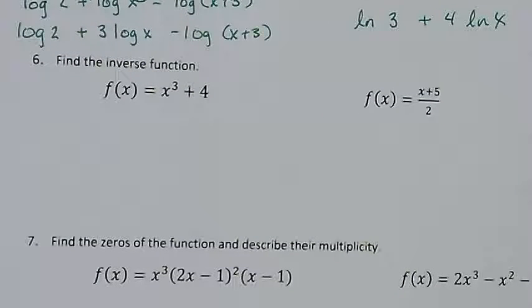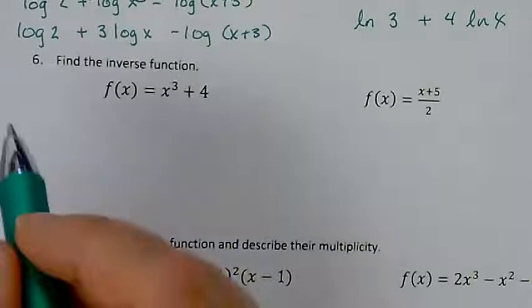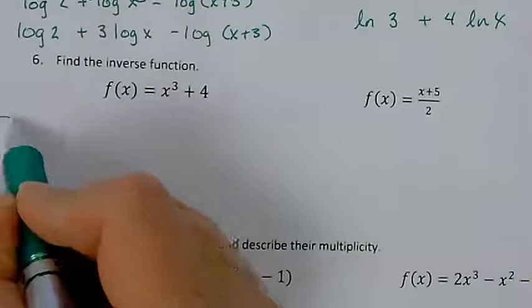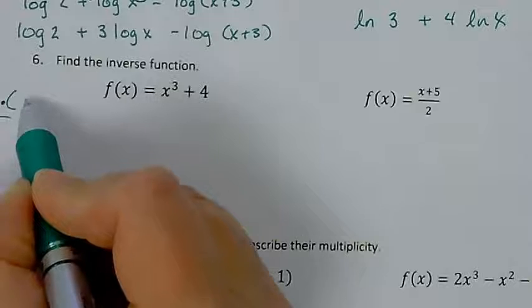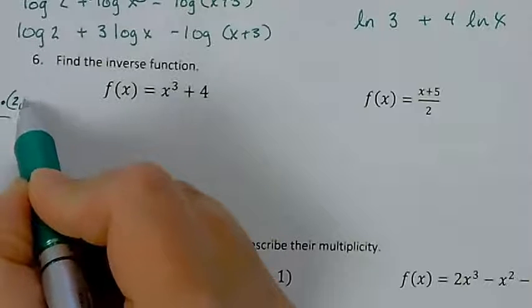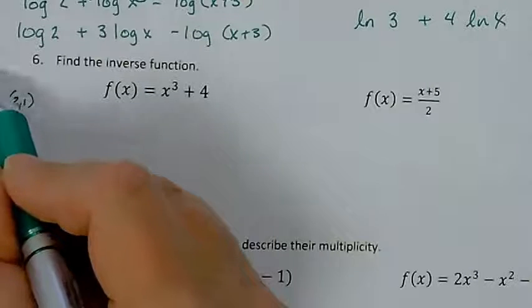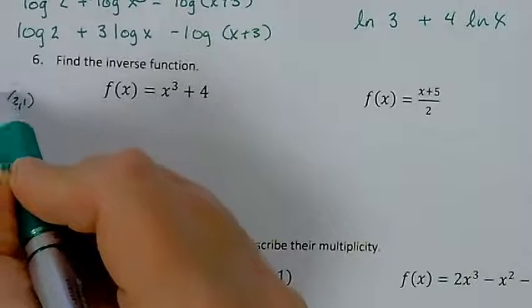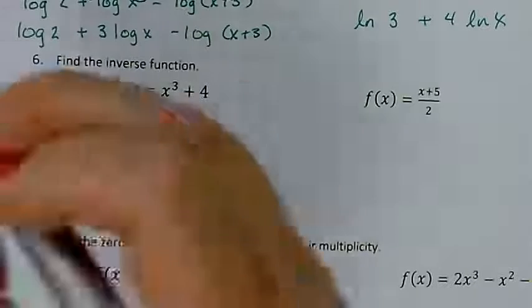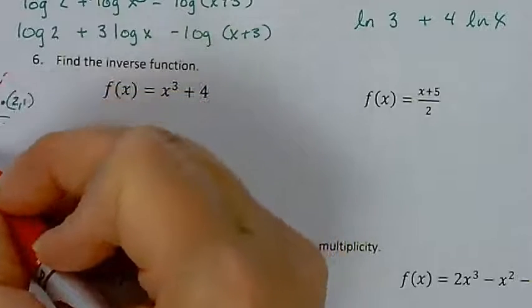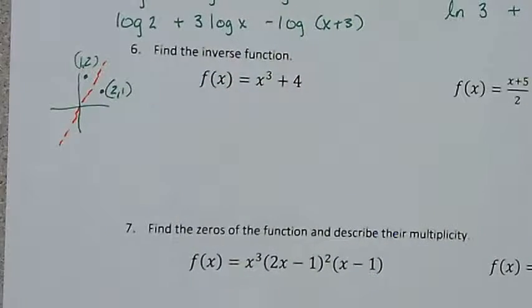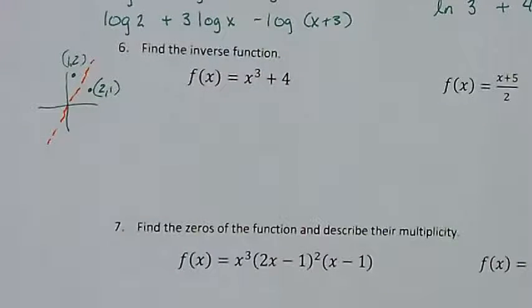The next one is a review of finding the inverse of a function. And if you'll remember, an inverse of a function has two different things. First of all, every point on the graph, like for instance if this was the point 2, 1, its inverse would have the point 1, 2. So it's a switching of x and y. The other thing that happens is it's going to be a reflection over the line y equals x.